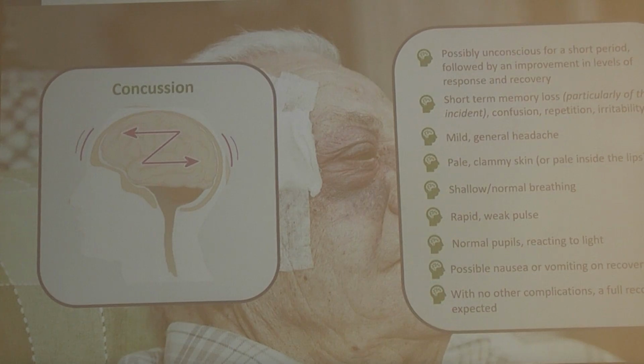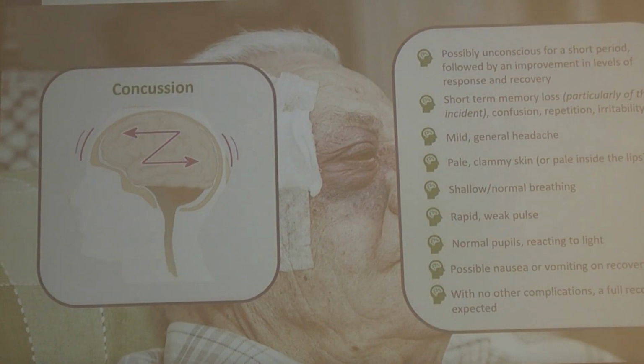Depends again which part of the brain. They might be pale, they might be clammy if it's affected the sympathetic or the parasympathetic nerves. So these are the nerves that automatically control our heart rate, blood pressure, and breathing and circulation. So if these nerves have been affected, then they'll have a problem with controlling that. So their breathing might not be quite normal. Their pulse might be quite shallow and rapid because they can't control it.